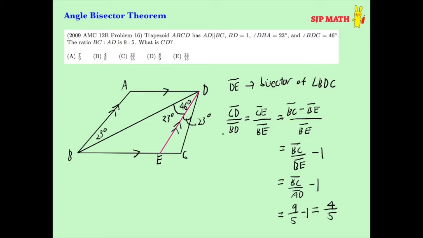So we get that CD over BD is equal to 4 over 5. And the question said BD is equal to 1, and CD over 1 is just CD. So the length of CD is equal to 4 over 5. There we have our answer. Looking at the choices, the answer to this question is choice B, 4 over 5. Sweet, we got the right answer.